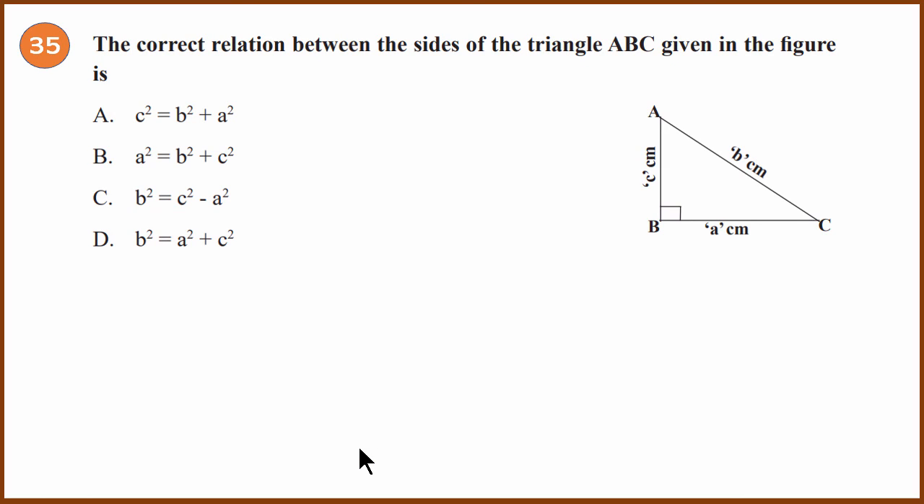35th question. It's a simple Pythagoras theorem question. Only thing is they have given a twist. Instead of the hypotenuse being C, the hypotenuse is B. So the correct answer is D. Pythagoras theorem says hypotenuse square, which is B square, is equal to the sum of the squares of the other sides, A square plus C square.